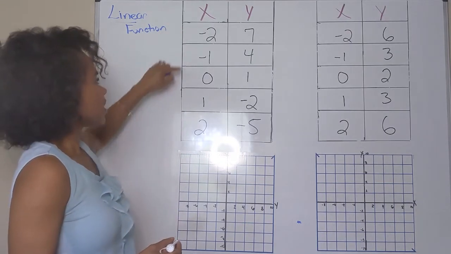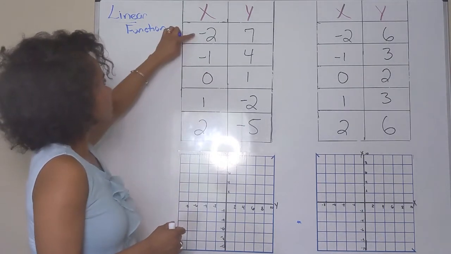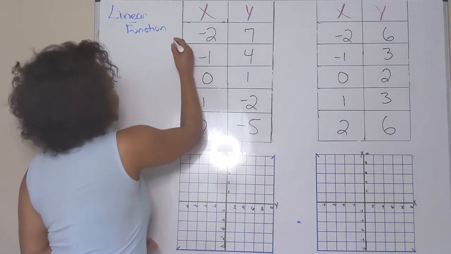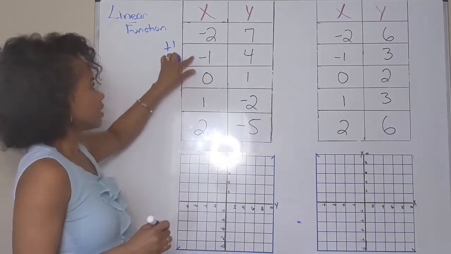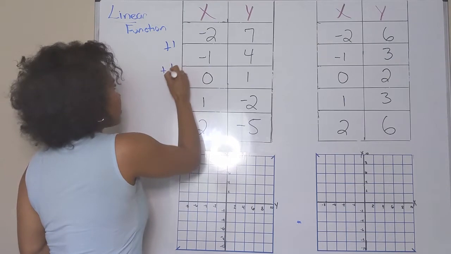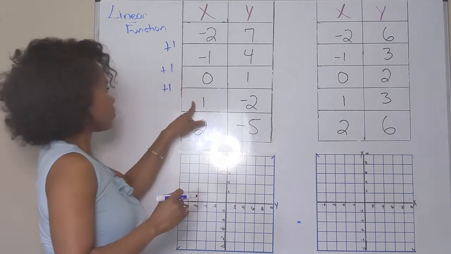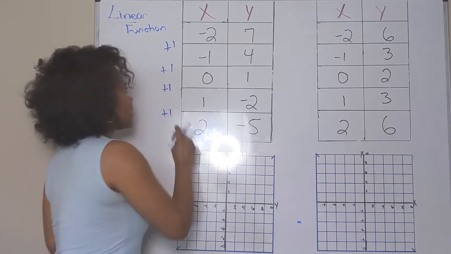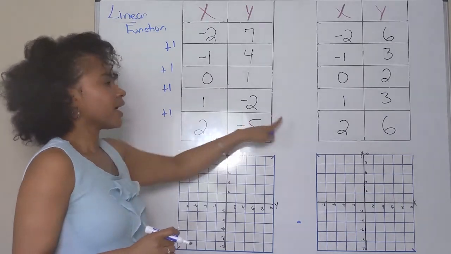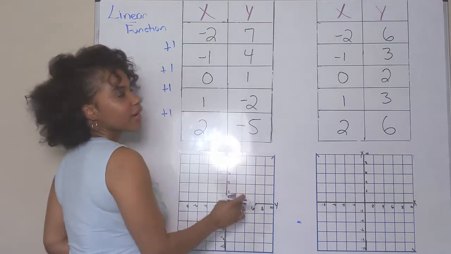So these are my x values. These are my y values of my ordered pairs. So if I go from -2 to -1, what happens? I am adding 1. If I go from -1 to 0, what happens? Again, I'm adding 1. 0 to 1, adding 1, 1 to 2, adding 1. So I have a constant change with my x values, but I also have to have a constant change to my corresponding y values. So let's see what happens.